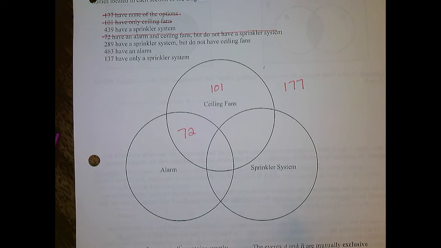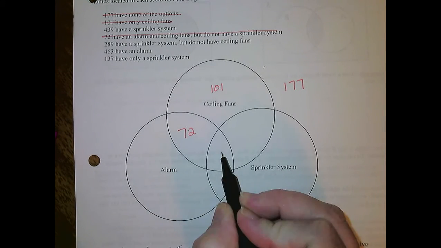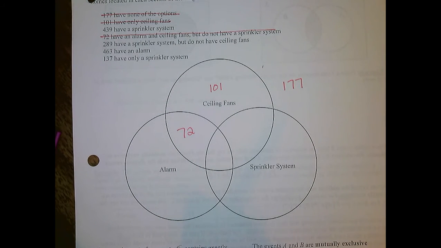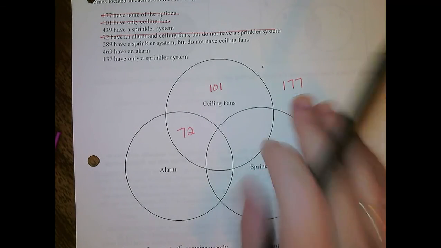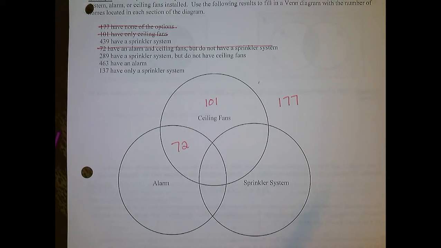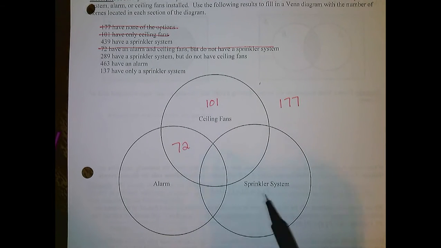So what I'd like for you guys to do is I want you to just kind of stop and spend maybe 5 or 10 minutes using the rest of the information. See if you can figure out how many homes fall in each of the remaining regions. Keep in mind that there are 1,000 homes total. We've already accounted for 177 that don't have any of these features. So you can use that in combination with the information that they've given you about these homes to find how many homes would fall in each of those corresponding regions.